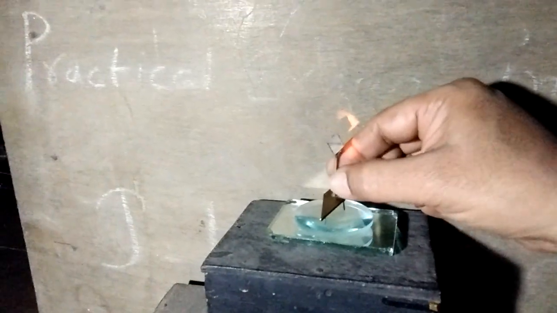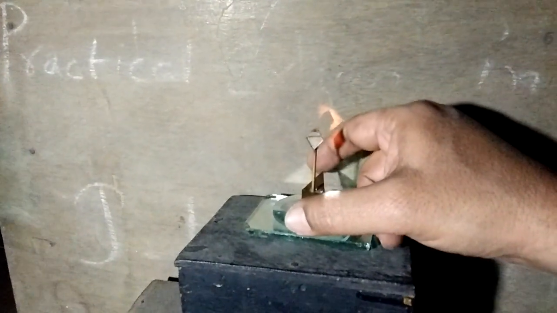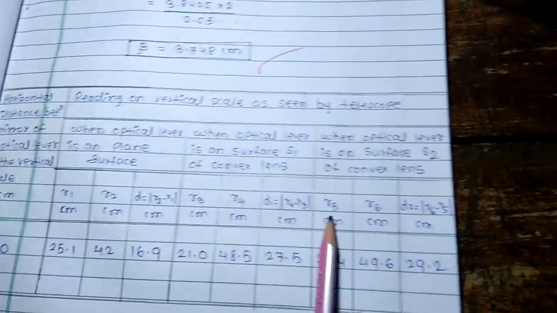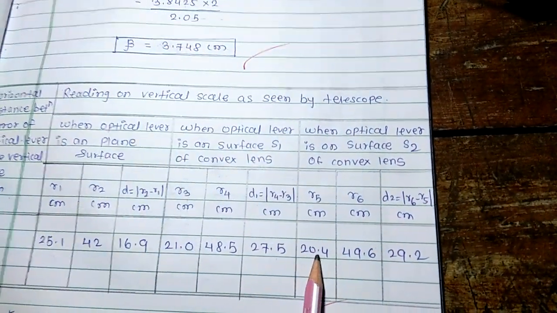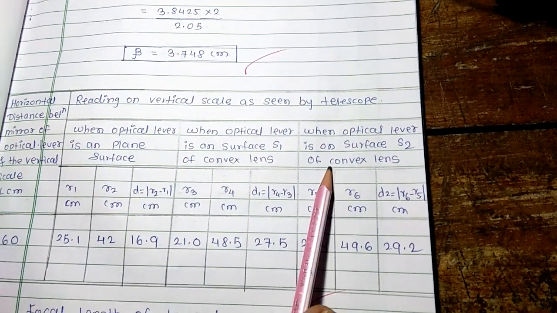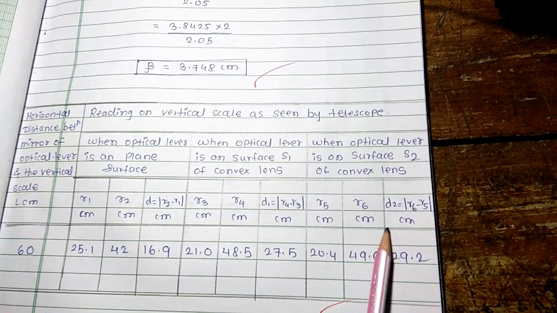Now change the surface of this lens and keep it like this by changing to the other surface, and mount the optical lever resting on front leg and resting on hind leg. Again you have to take the readings for the other surface. R5 for resting on front leg, R6 for resting on hind leg, for the other surface of the convex lens, and the difference between those two readings is D2.